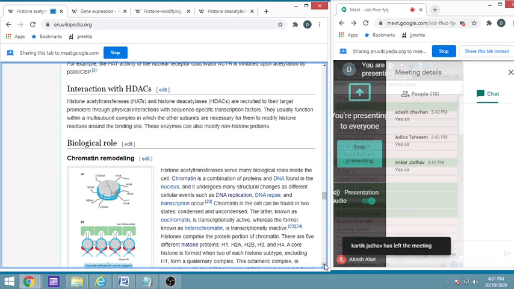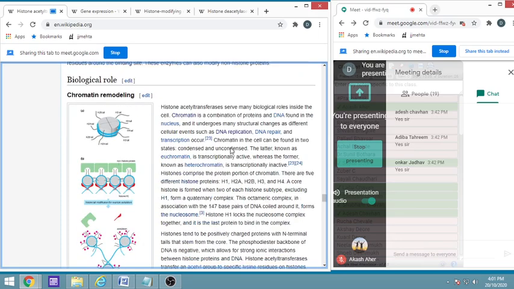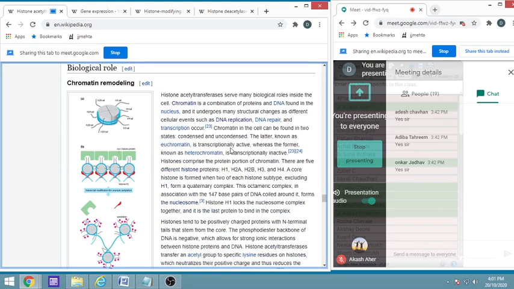So these are recruited to their target promoter through a physical interaction with a sequence-specific transcription factor. They usually function within a multi-subunit complex in which the other subunits are necessary for them to modify histone residues around the binding site. These enzymes can also modify non-histone proteins, and because of that they play many biological roles. So what are their roles?